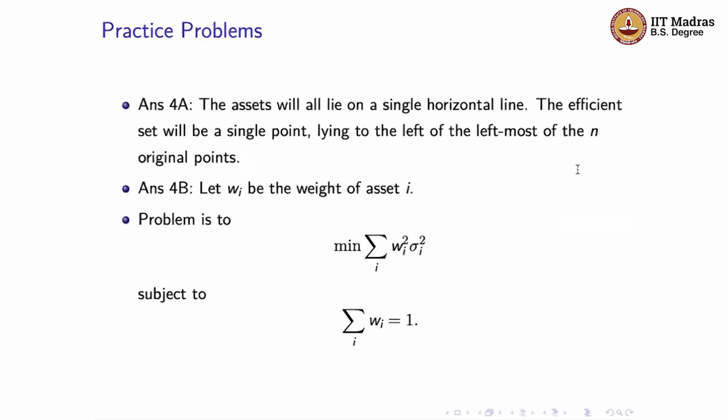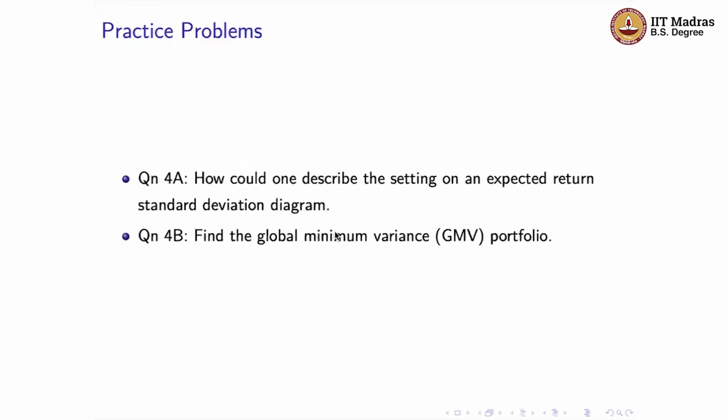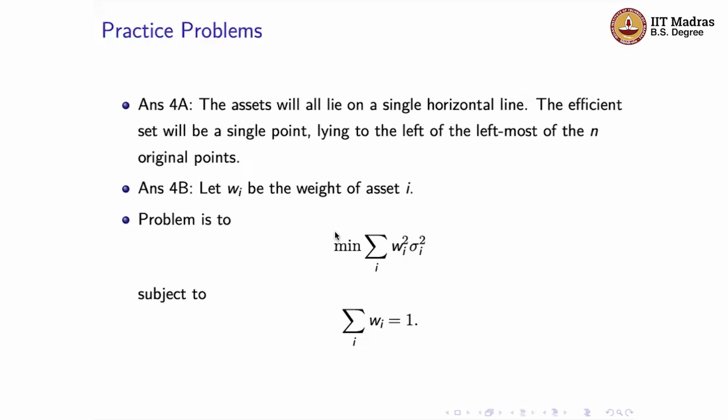So the first thing to note is that given that the expected return of the assets are all the same, they are all going to be lying on the same horizontal line, right? Which is going to correspond to the expected return equal to this R bar, right? So if we line them up, these are all going to be dots on the same line, right? And the only other thing to notice is that the efficient set is going to just be a single point here, right? And it's actually, we'll see, going to lie to the left of the leftmost of these n original points corresponding to each of the assets, right?